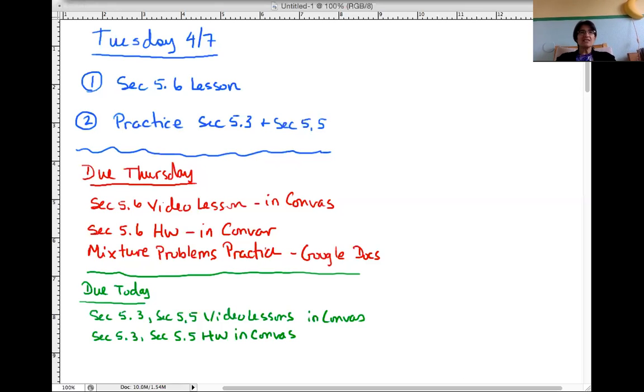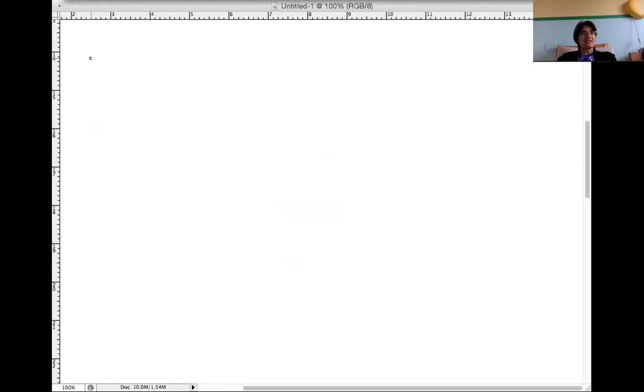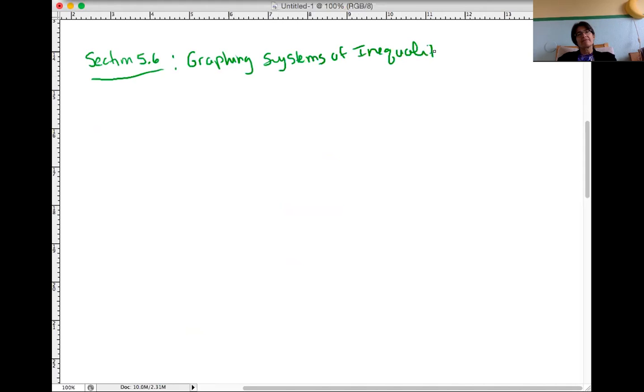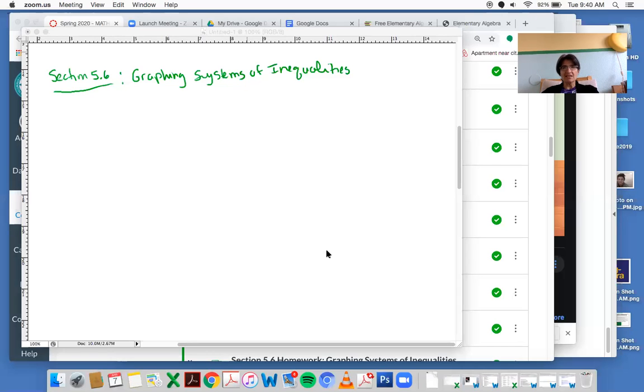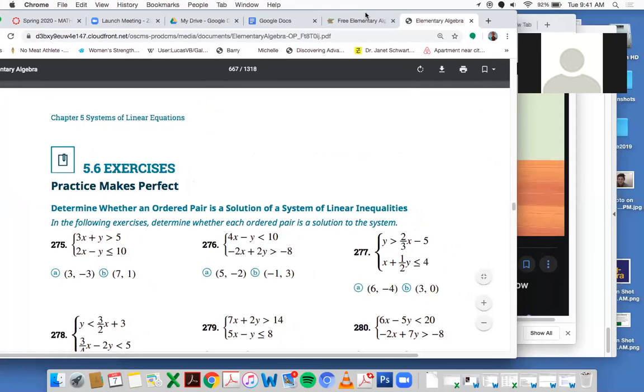All right, so let's get started then. We're going to look at section 5.6. Section 5.6 is graphing systems of inequalities. All right, so let me look at some problems from the book. I'm just going to share my whole computer so I can switch between windows easily. All right, let's see. Okay, here we go.